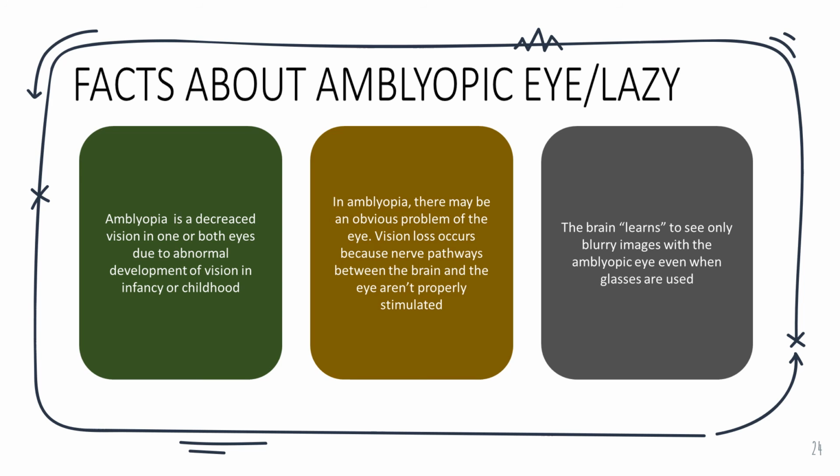Just now I did mention amblyopia eye or lazy eye during the abnormalities of waveform. So now we're going to talk about the facts of amblyopia eye. Amblyopia is a decreased vision in one or both eyes due to abnormal development of vision in infancy or childhood. In amblyopia, there may not be an obvious problem of the eye. Vision loss occurs because nerve pathways between the brain and the eye aren't properly stimulated. The brain learns to see only blurry images with the amblyopia eye even when glasses are used.